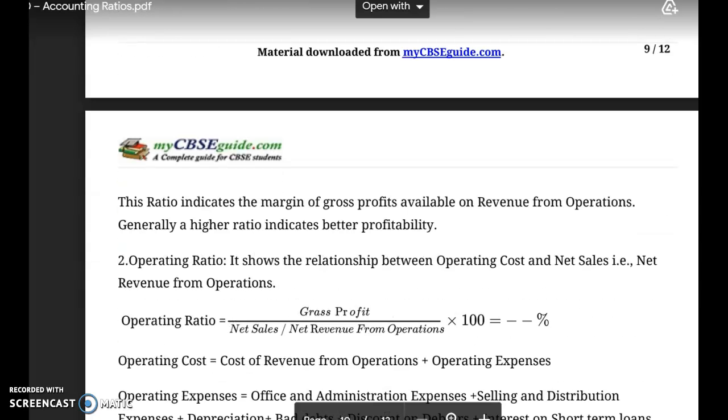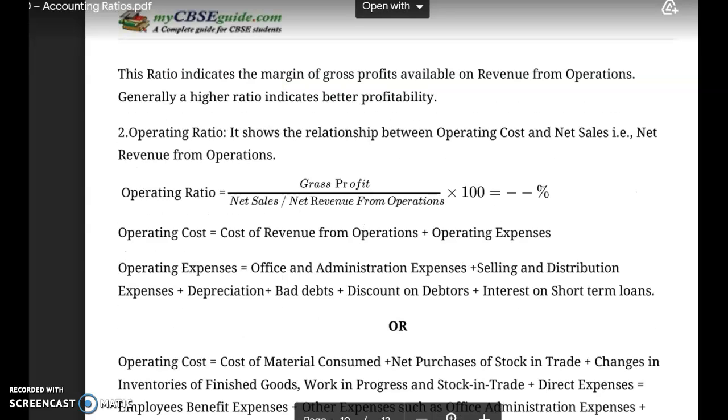This ratio indicates the margin of gross profit available on revenue from operations. Generally, a higher ratio indicates better profitability. The higher the ratio, the more satisfactory is the financial position of the organization with reference to earning of the profits.